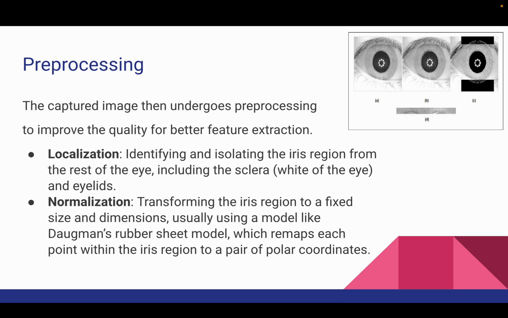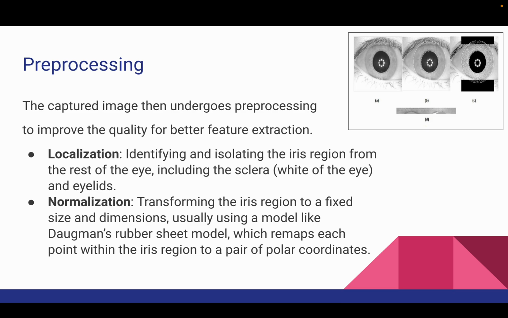Pre-processing is the most important step. We have to localize the iris area. We have to make sure the two concentric circles are located, and we are going to take the outer circle to get the sclera of the eye and remove the pupil area of the eye.